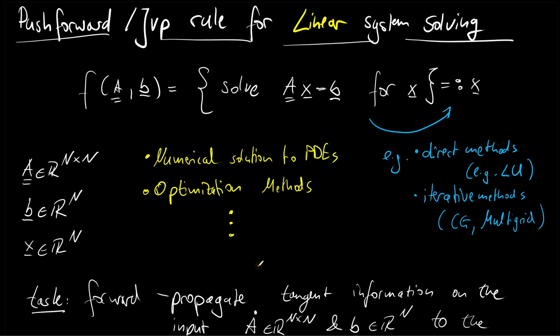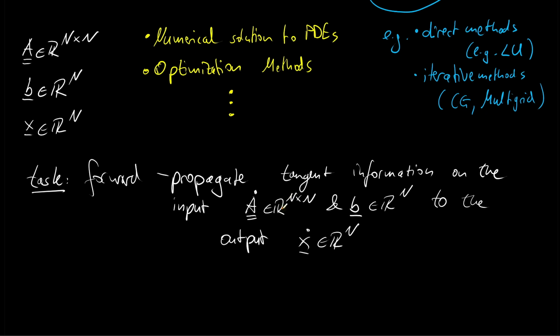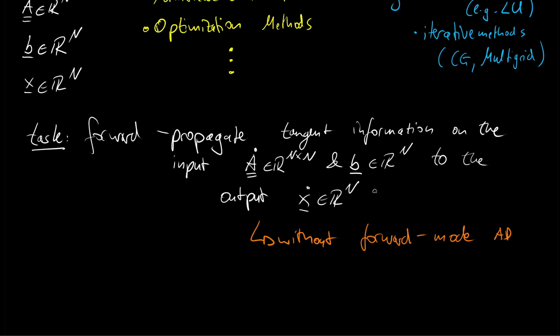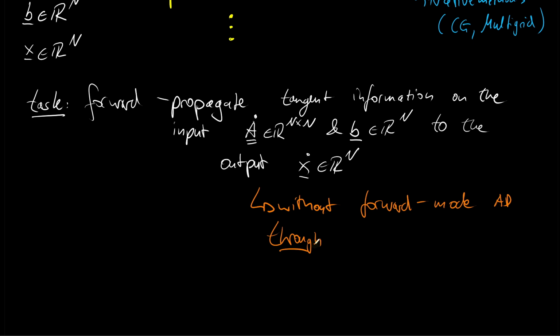The naive way, I would say, is to just do forward mode automatic differentiation through the solver. But this is what we do not want to do. So let's say without forward mode AD, or automatic differentiation, through the solver, and the "through" is critical, through the solver. What do I mean by that?